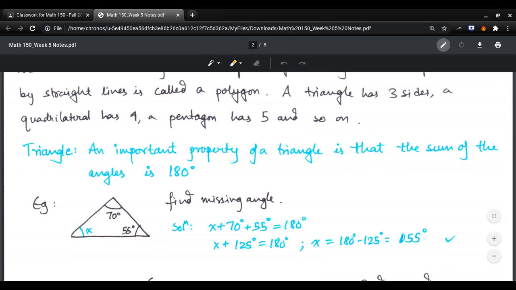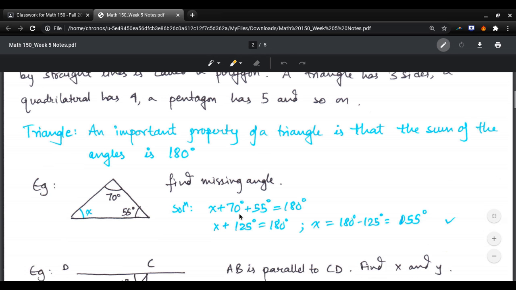Triangle, an important property of a triangle is that the sum of the angles is always 180 degrees. For example, if one of them is 70 and the other is 55, then the missing angle can be found by forming an equation that x plus 70 plus 55 is 180. So that x plus 125 is 180, and subtracting 125 on both sides, x equals 180 minus 125, which is 55.